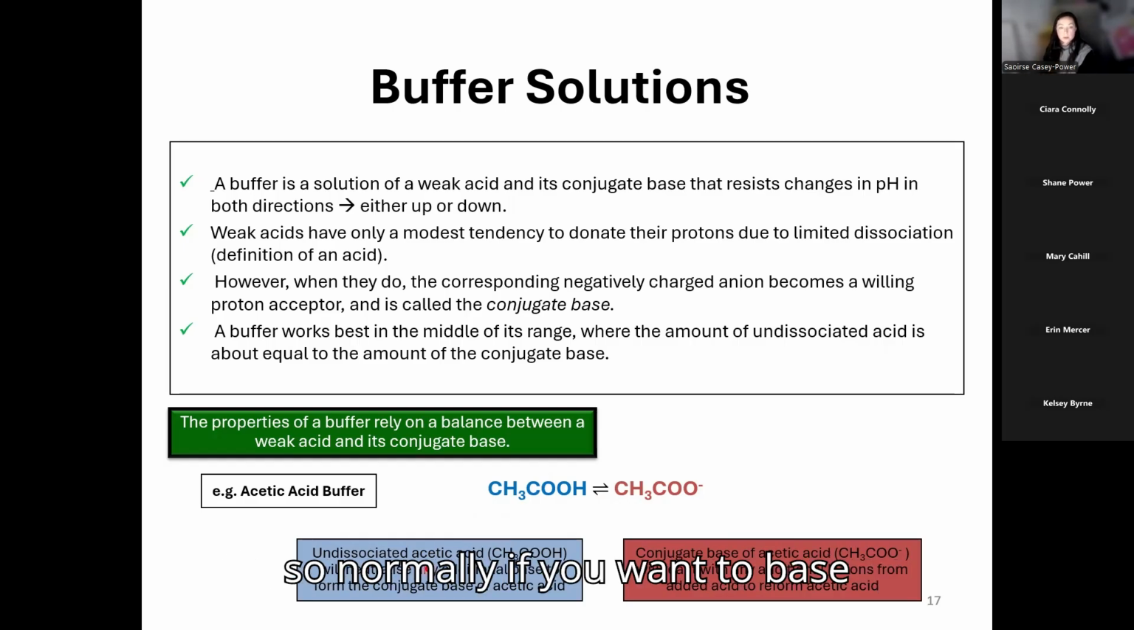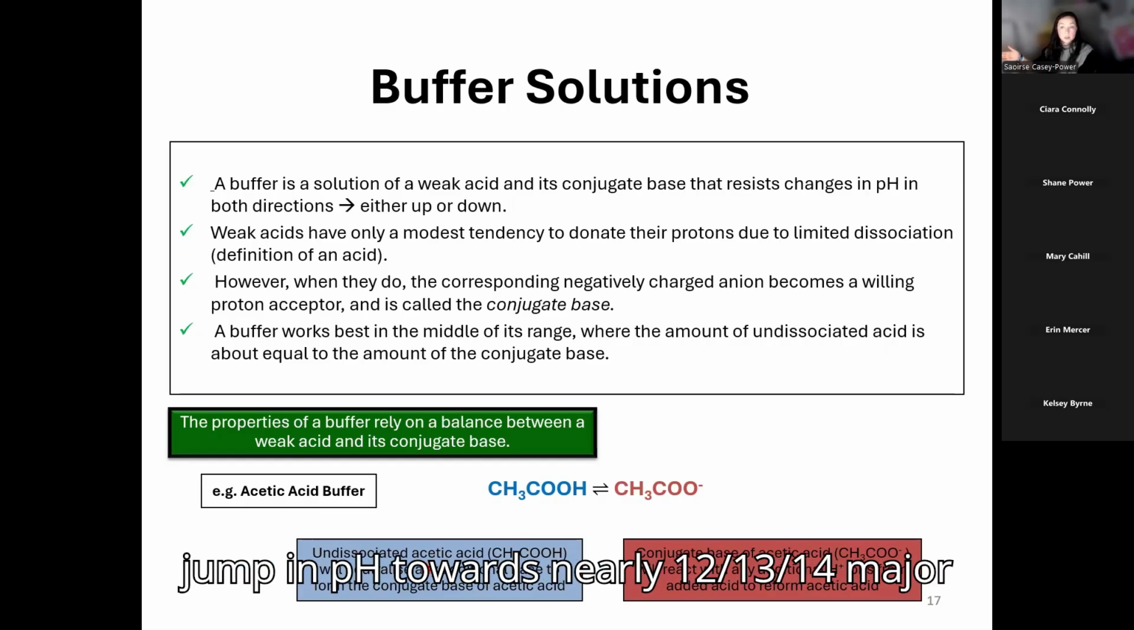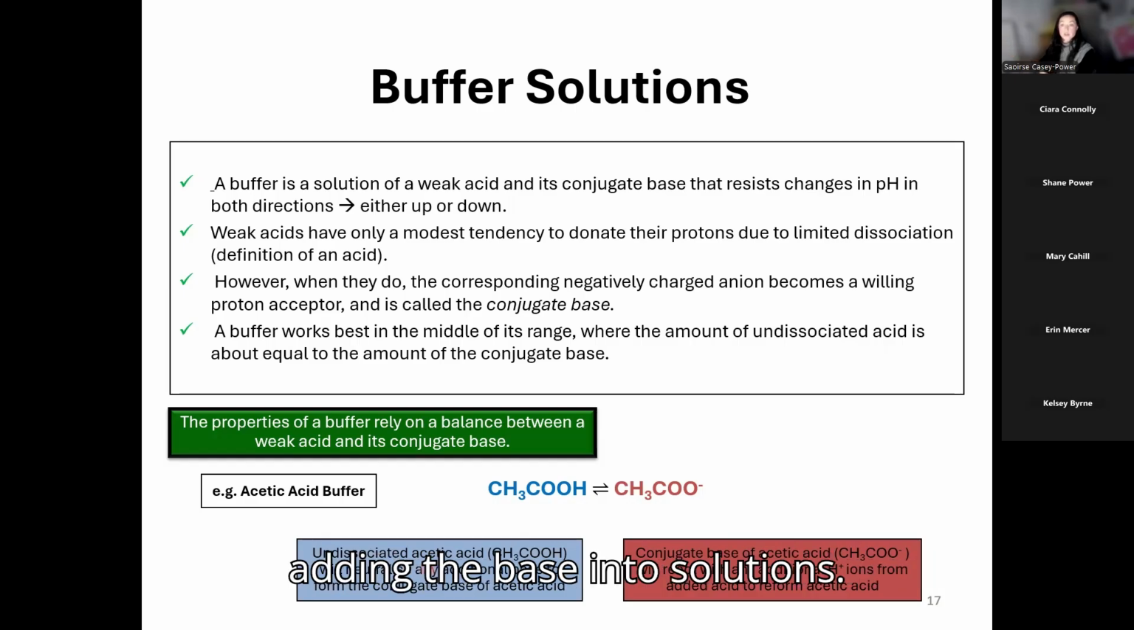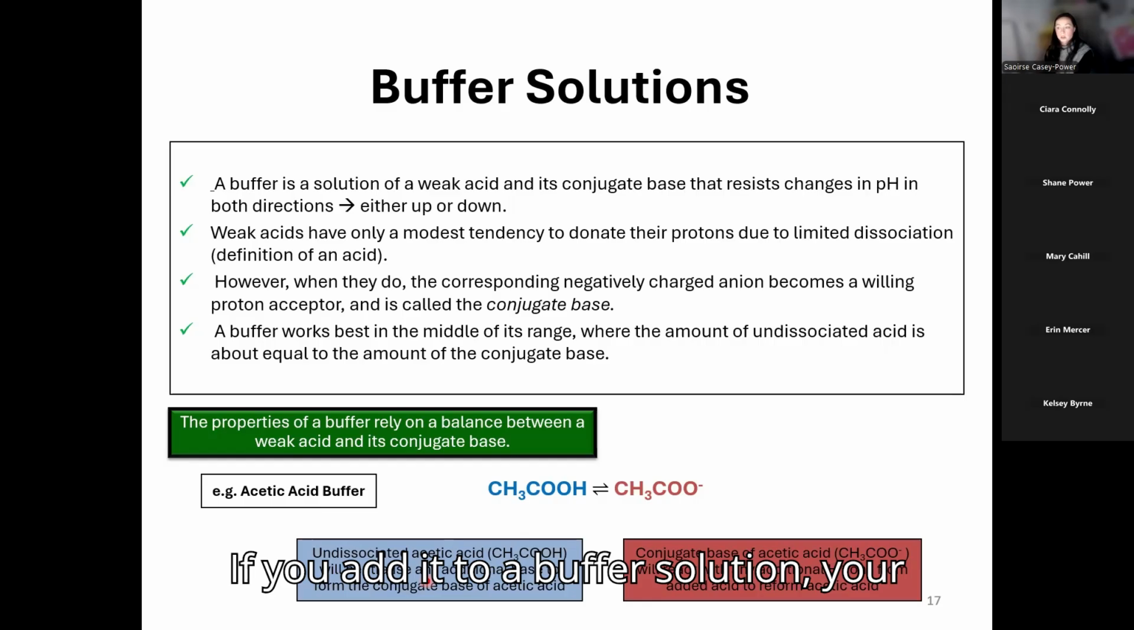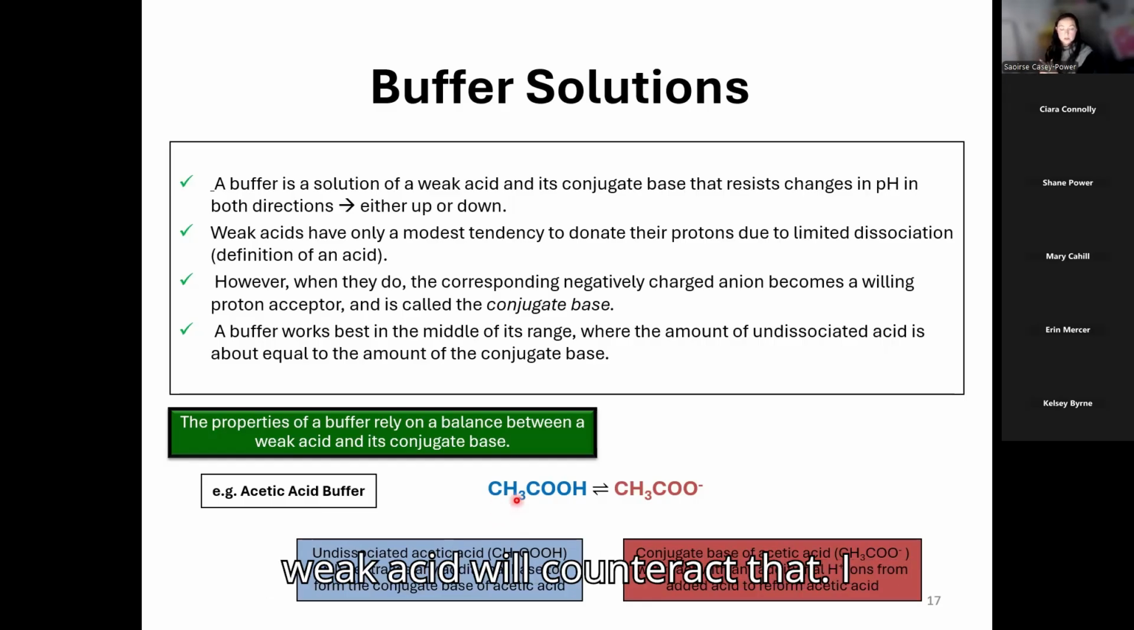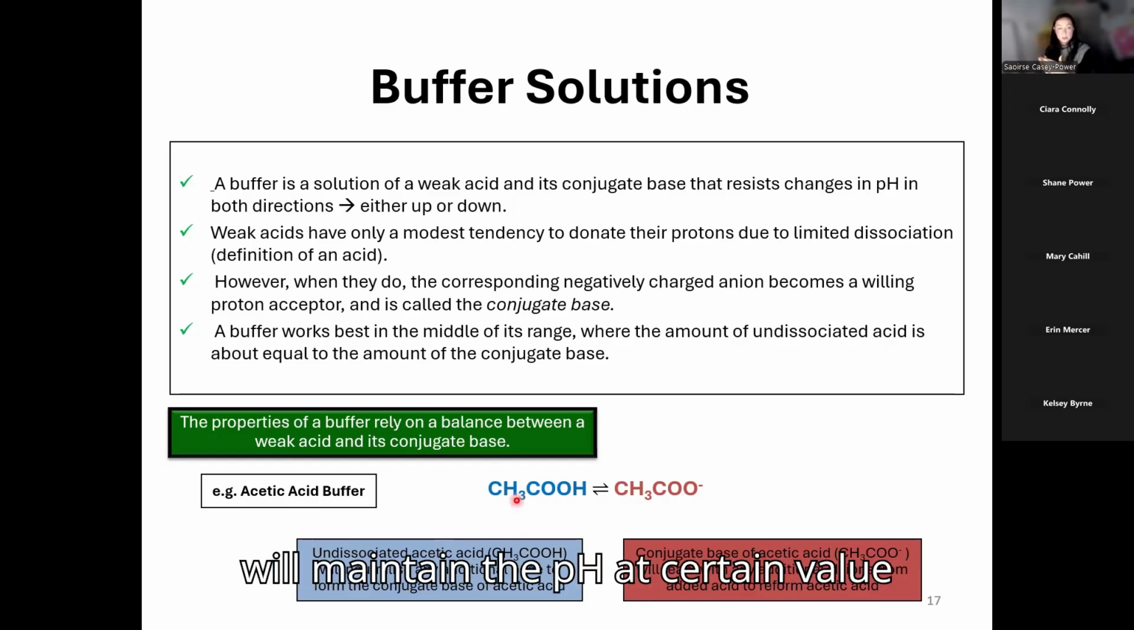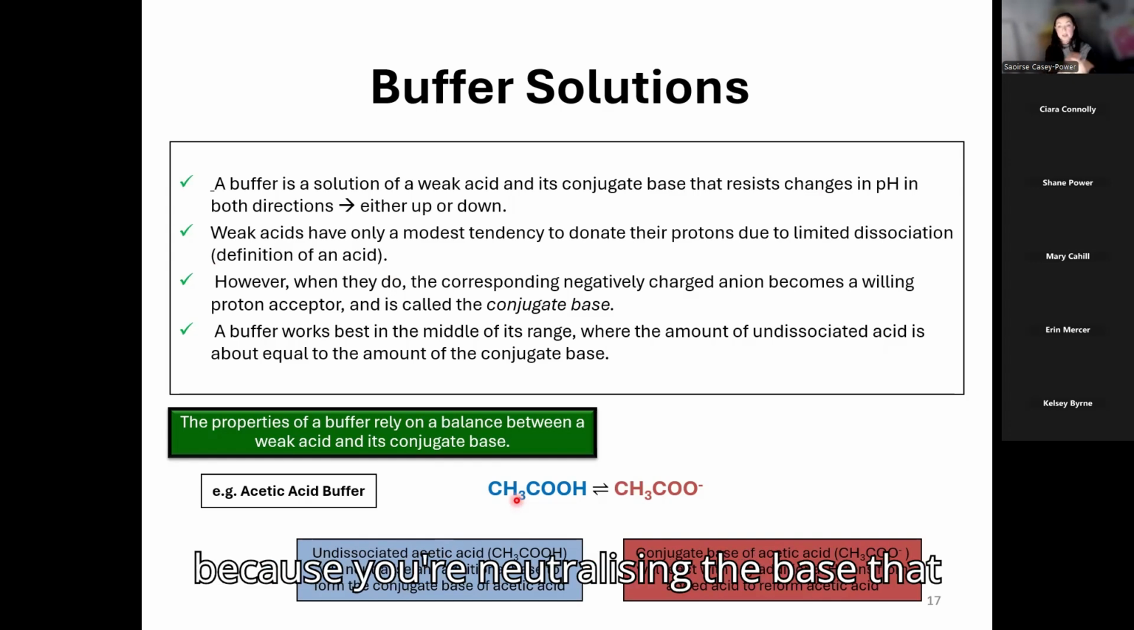Normally if you put a base into a solution, you'd see a huge jump in pH towards nearly 12, 13, 14, because you're adding the base into the solution. If you add it to a buffer solution, your weak acid will counteract that. It will maintain the pH at a certain value because you're neutralizing the base that was just added in.